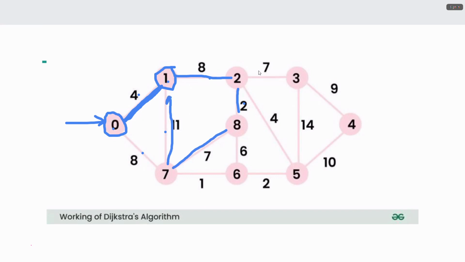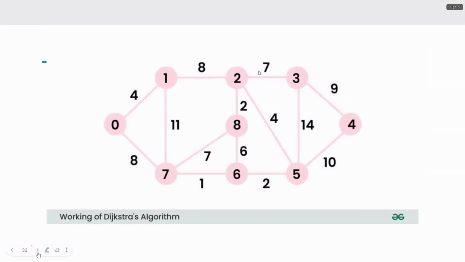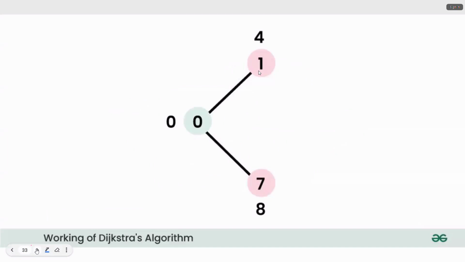We can do this until all the nodes are reached, but no cycles are made. We can't just do something like this and create a closed circuit, a closed loop, right? So we have to do this again and again until all the nodes are reached, but there are no cycles made.